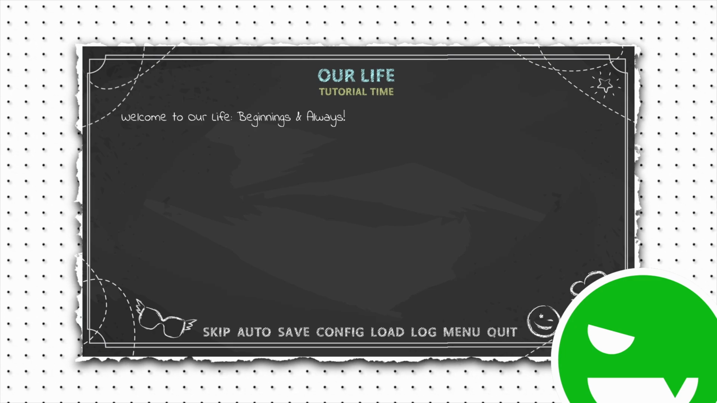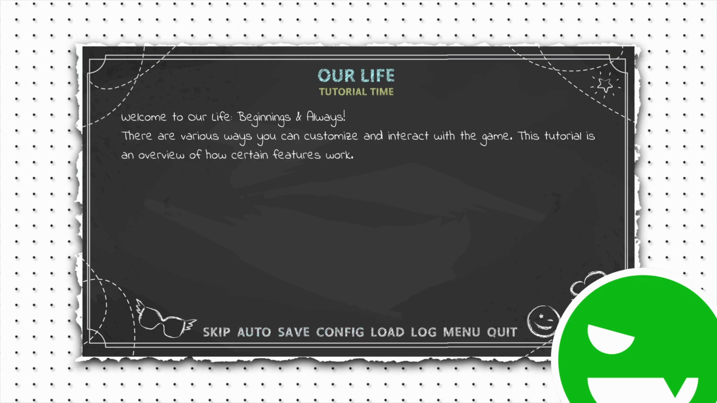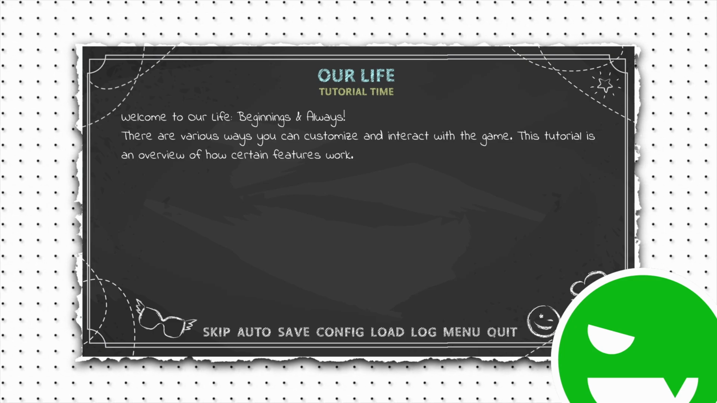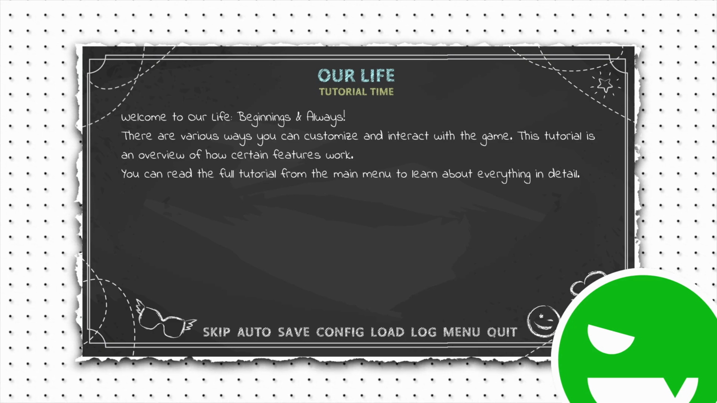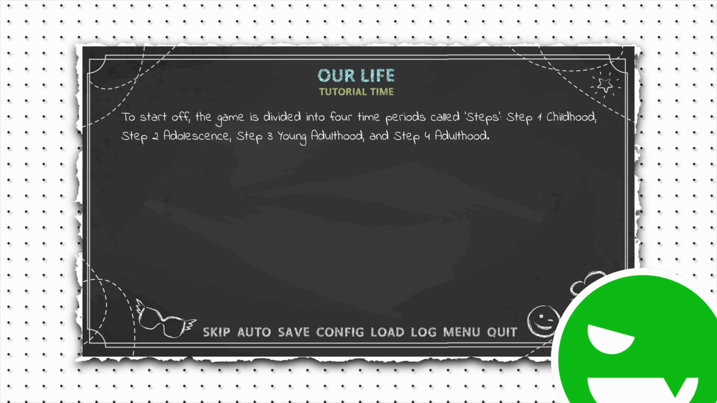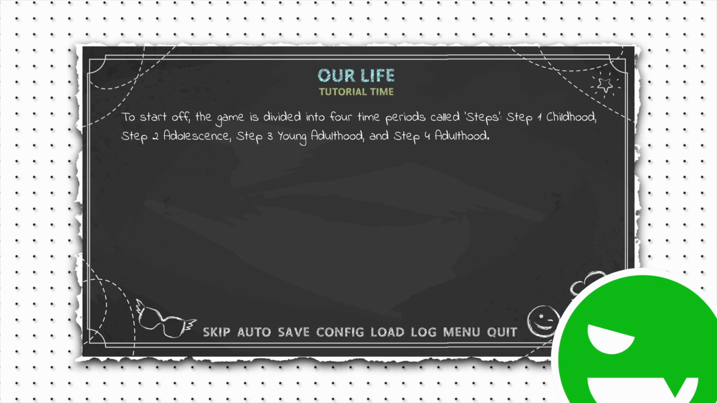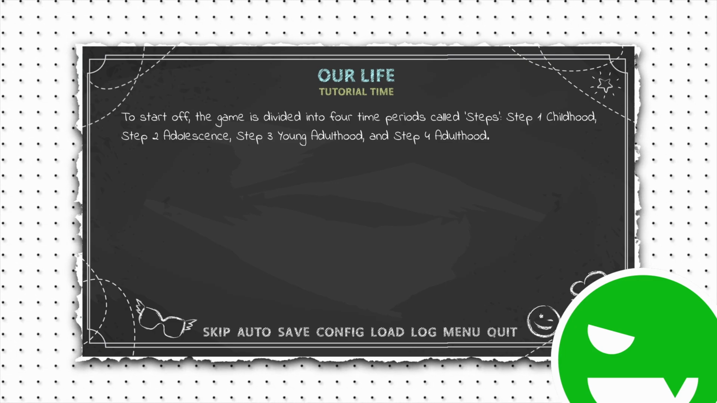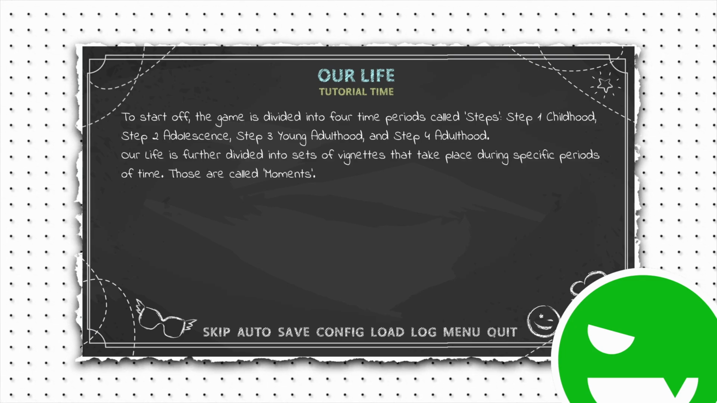Welcome to Our Life, beginning and always. Okay, there you go. Customize and interact with the game. This tutorial is an overview of the certain features. You can read the full tutorial from the main menu to learn about everything in detail. To start off, the game is divided into 4 time periods between steps. Step 1, childhood. Step 2, adolescence. Step 3, young adulthood. And Step 4, adulthood.